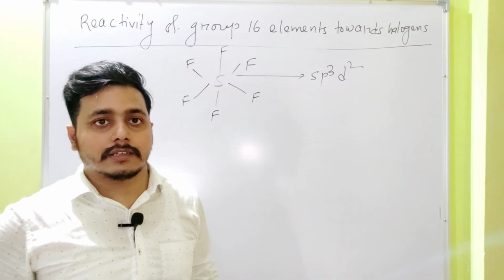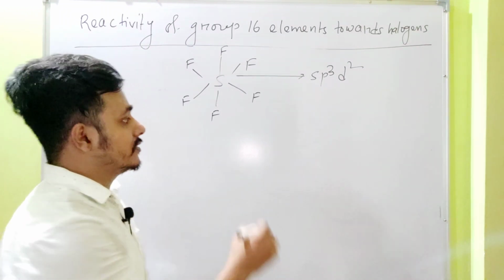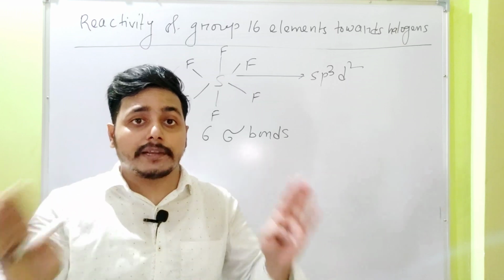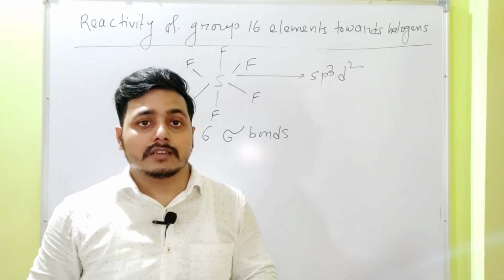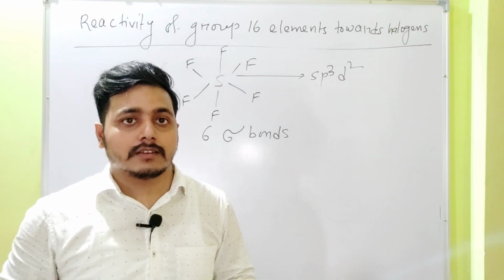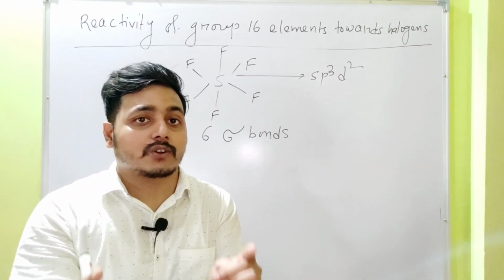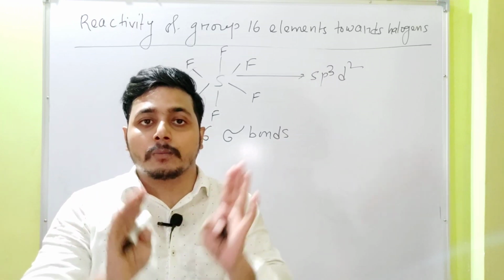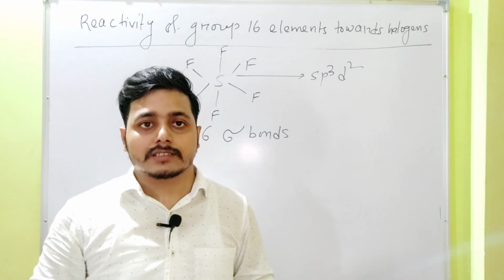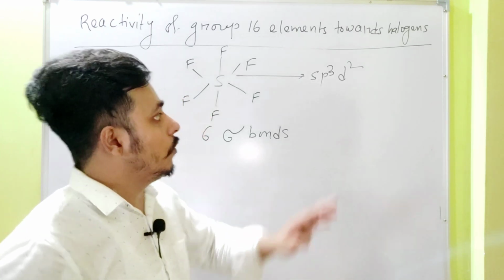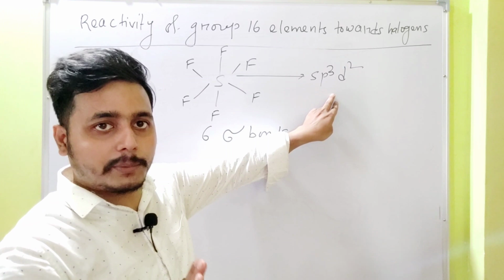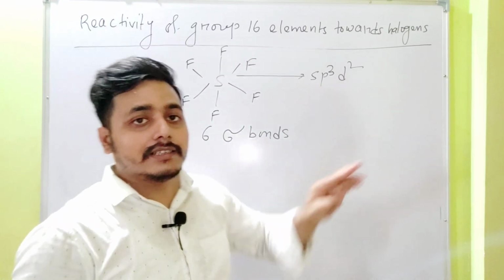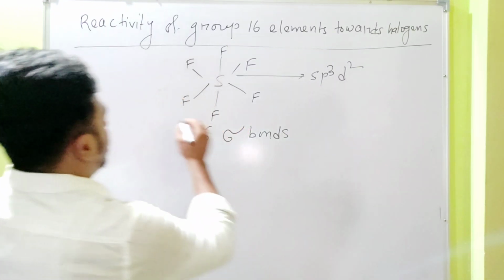Why? Because in this compound sulfur is forming 6 sigma bonds and there is no lone pair on the sulfur atom. Why? Because sulfur has 6 valence electrons and all the 6 valence electrons are involved in bonding. Therefore, there are no lone pairs of electrons on sulfur atom. So 6 sigma bonds means what? 1 s, 3 p, 2 d, 6 orbitals means sp3d2 hybridized.